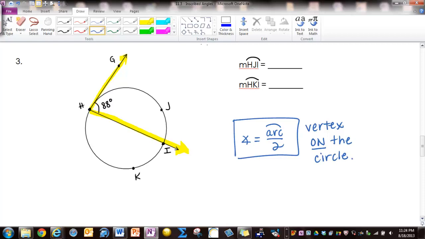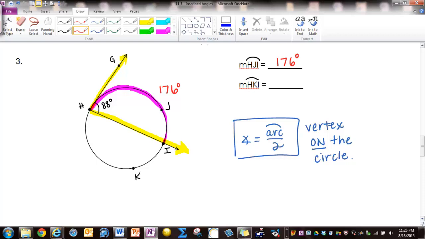Not necessarily just when we have an inscribed angle. So, in purple here is going to be the intercepted arc for this yellow angle. Now our angle has measure 88 degrees, so its arc is technically going to be double that measure because the angle is half of the arc. So our arc here is going to be 2 times 88 degrees, or 176 degrees. So the measure of arc HJI is 176 degrees. It's the purple arc.